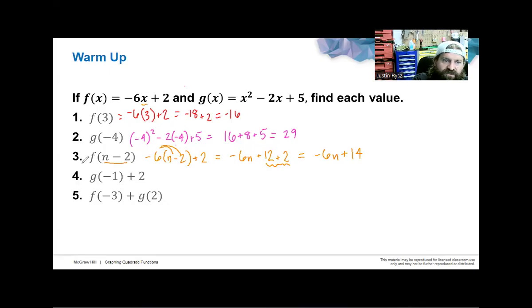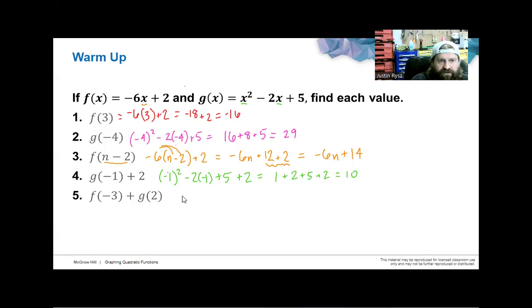All right, next, what is g of negative 1 plus 2? Well, what we need to do here is to figure out what g of negative 1 is. So we're going to replace the x's with the negative 1. So negative 1 squared minus 2 times negative 1 plus 5. So this is g of negative 1. And then we're going to add a plus 2 at the end. All right, so negative 1 squared is a 1. Negative 2 times negative 1 is a 2. We got 5 and 2. If we add those all together, 1 plus 2 is 3. 3 plus 5 is 8. 8 plus 2 is 10.